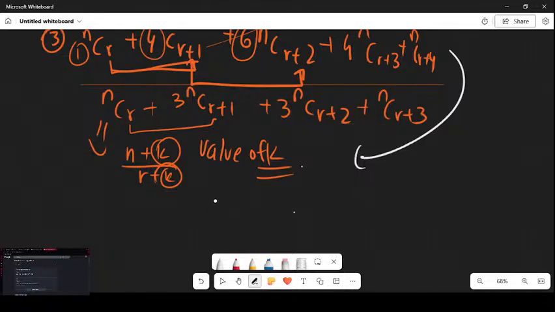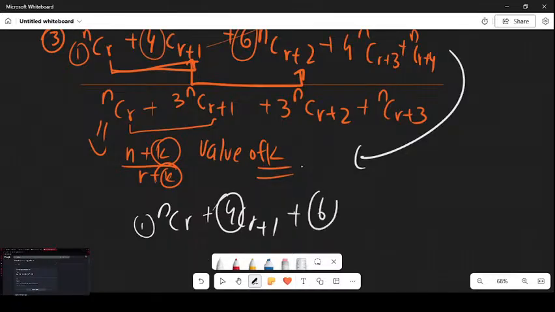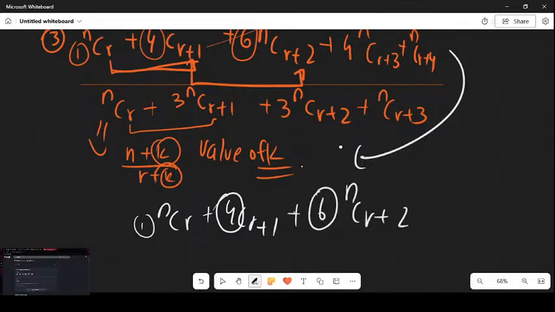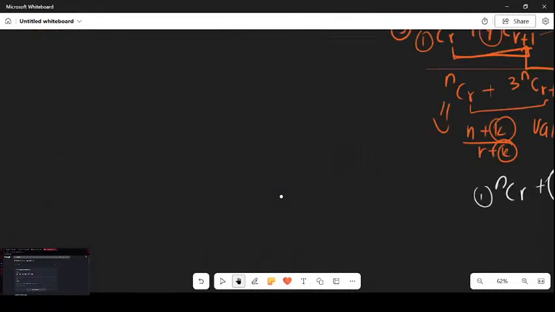Okay, see, nCr, we have nCr here whose coefficient is 1, and here we have 4 nC(r plus 1) whose coefficient is 4, and here we have 6 nC(r plus 2), right? Now, let's go with the first term.